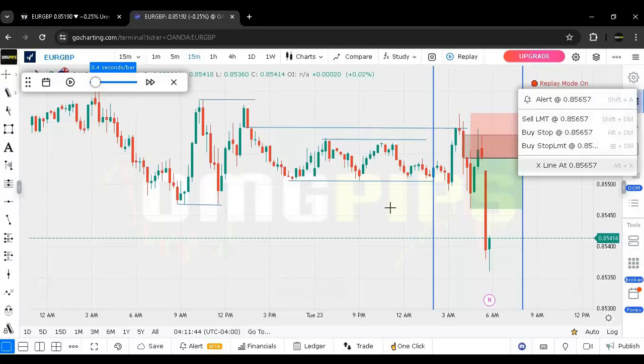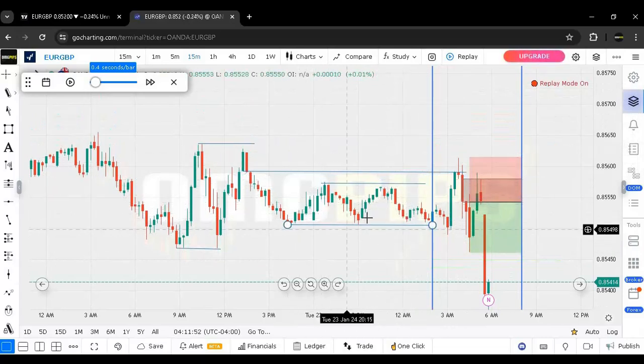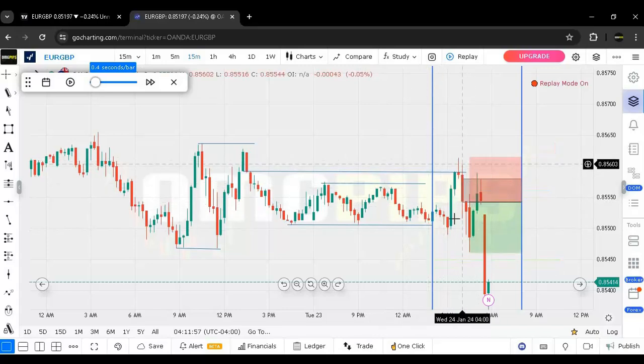So this concept is very easy to use, it's very easy to understand. You just need to know accumulation, which happens in the Asian session, manipulation, and then the distribution.